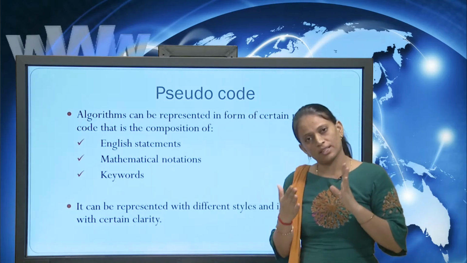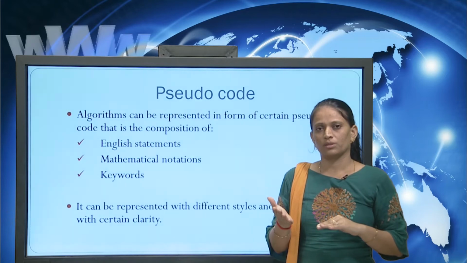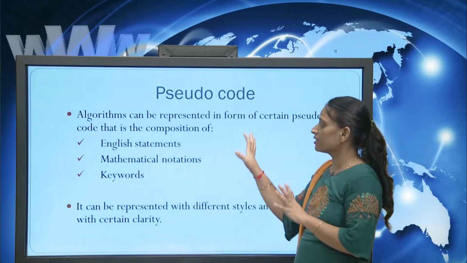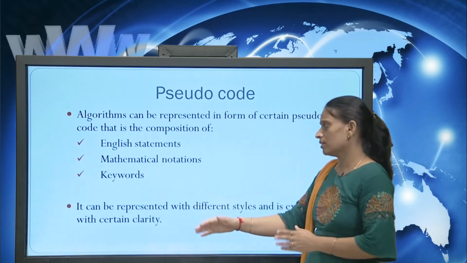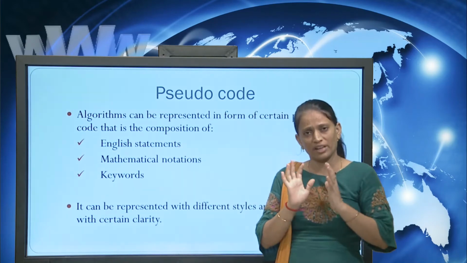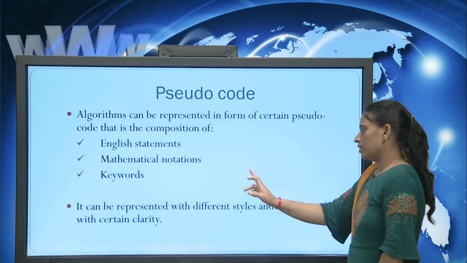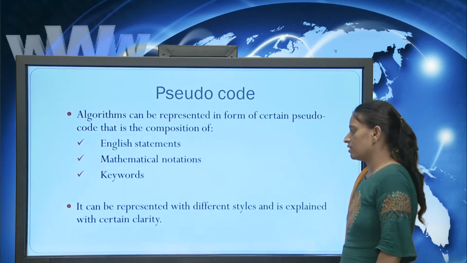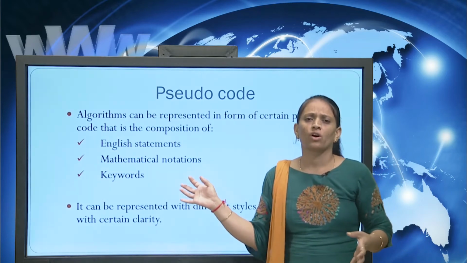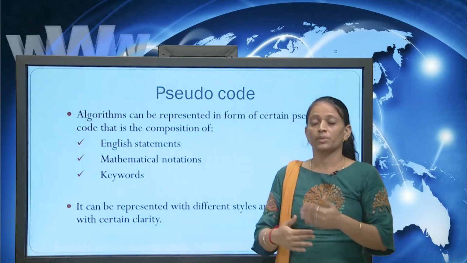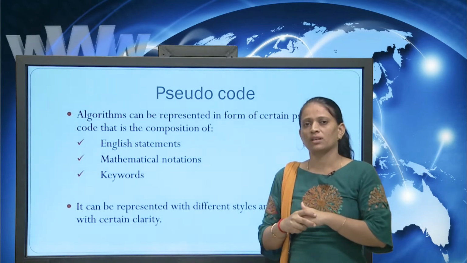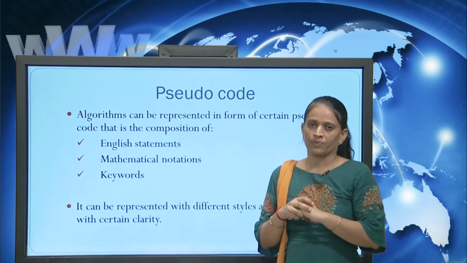We are representing the same algorithm in a graphical manner. In pseudo code, we are representing the algorithm in English statements, using some mathematical notation, or with keywords, in a textual version only. It can be represented in different styles and is explained with a certain clarity. So it is a human readable form of an algorithm.